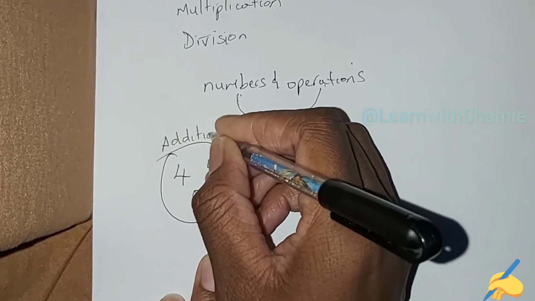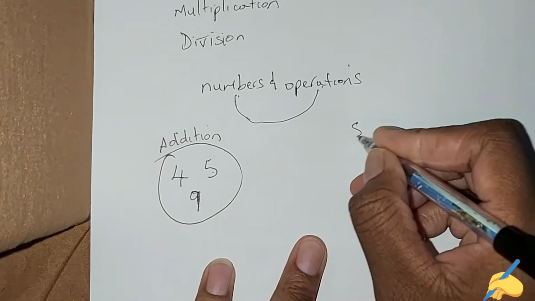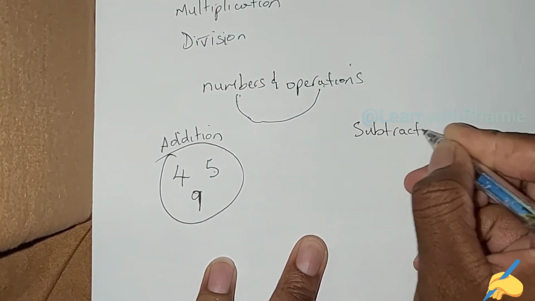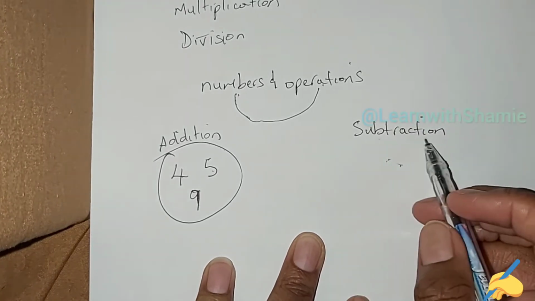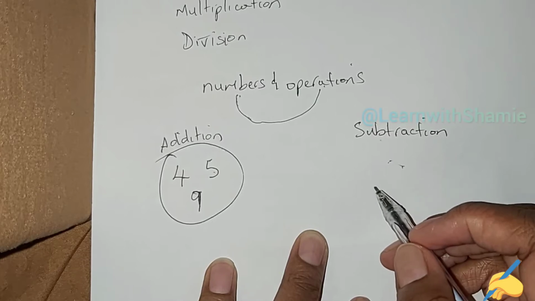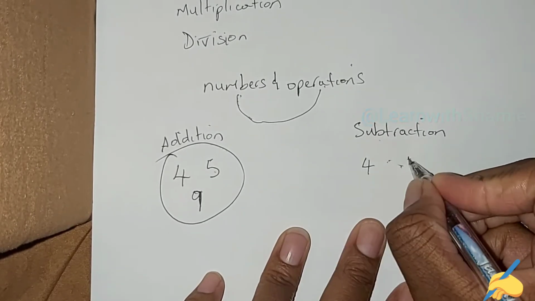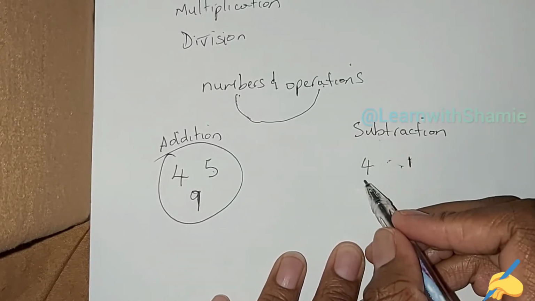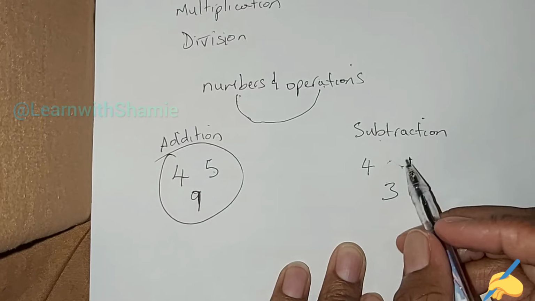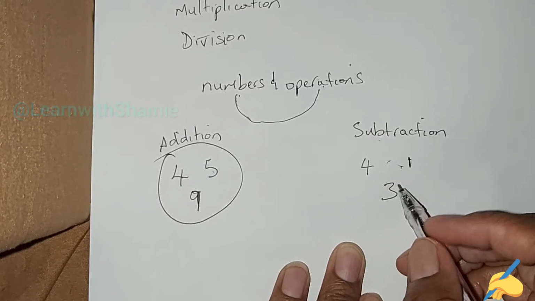Now, the subtraction operation tells us to take one number away from another number. So you take 1 away from 4, and that would give us 3.